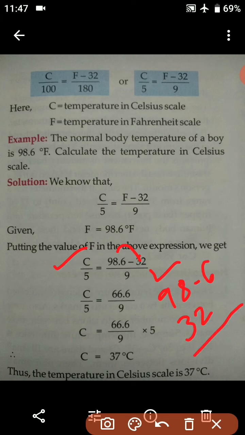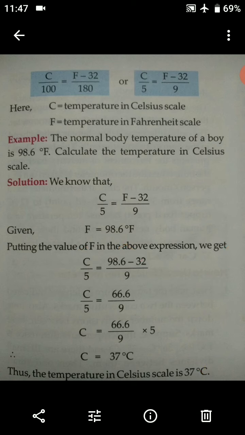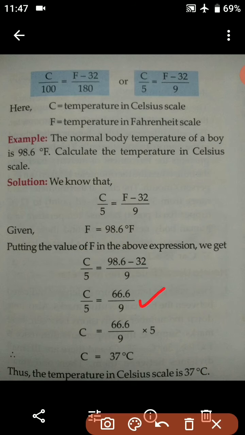98.6 minus 32, you will get 66.6. Alright. So you will get this one. After that, you just need to do the simple calculation. You need to just take this 5 over here and it will become multiplication. And if we solve this, we will get 37 degree Celsius. Okay. So thus the temperature in Celsius scale is 37 degree Celsius.